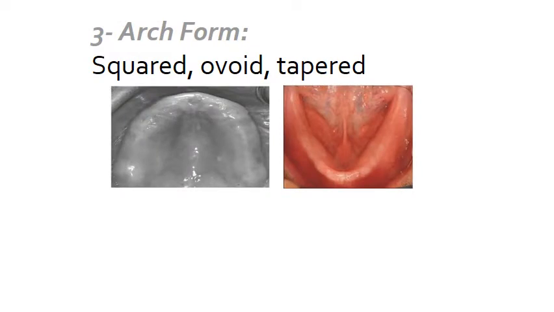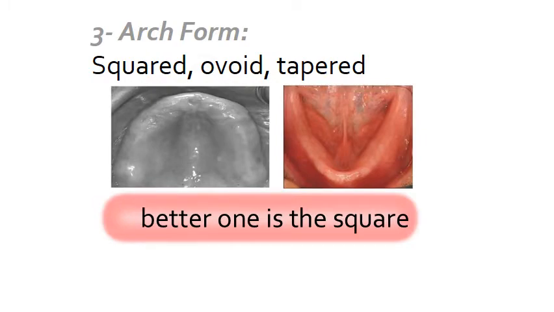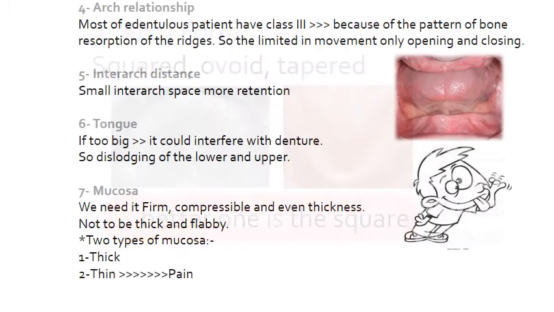For the arch form, we have three types, either square, ovoid or tapered, but the best one is the square. For the arch relationship, most edentulous patients have class 3 because of the pattern of bone resorption of the residual ridge, as we discussed previously in the lecture on residual ridge resorption, so they are limited in movements to only opening and closing.